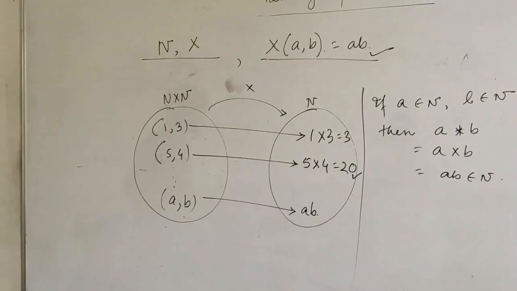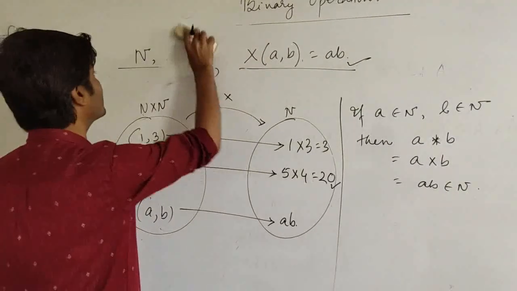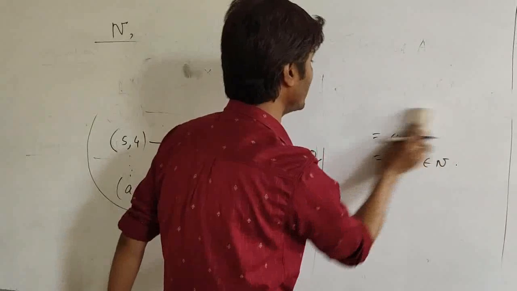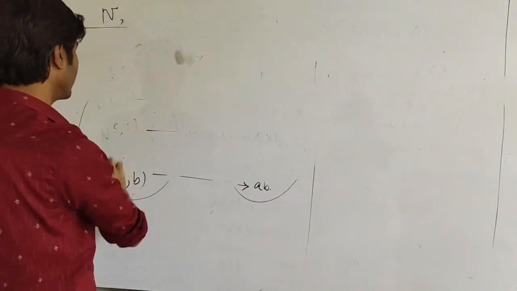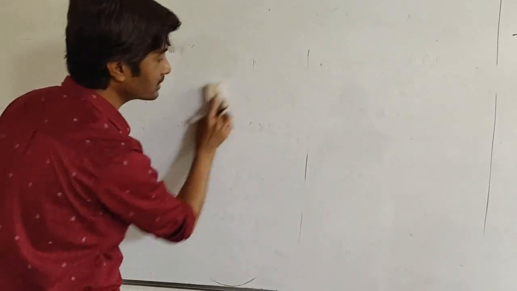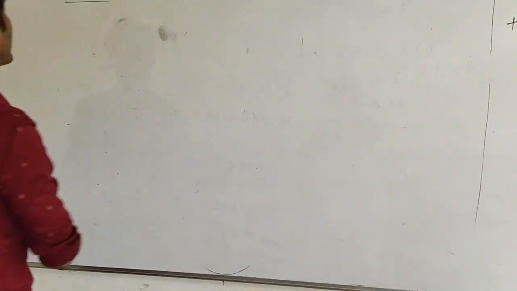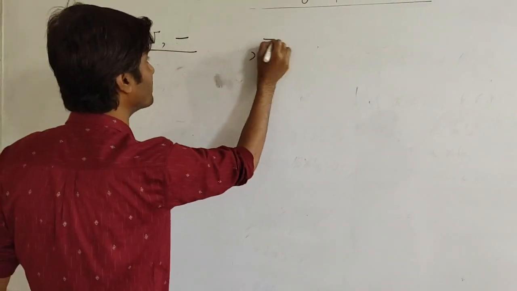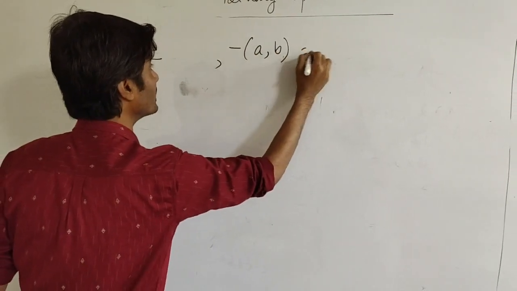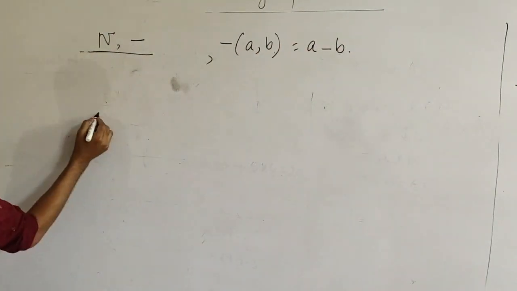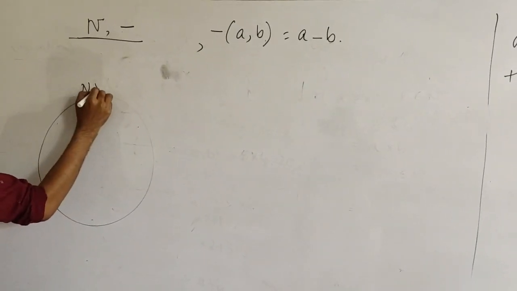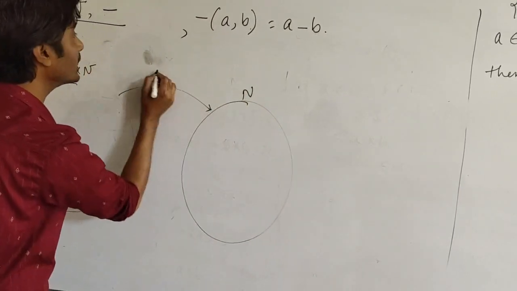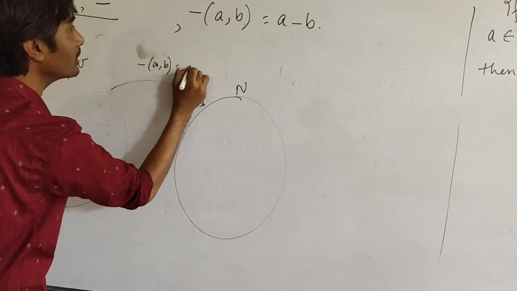But now if I take the subtraction operation along with the set N. As we already know that the subtraction operation is not binary on N. So here we will try to verify that subtraction cannot be a function from the set N cross N to the set N. Let us take N along with the subtraction operation. We define minus of a comma b as a minus b. Let us see whether it is a function or not. We take here N cross N to N, and minus of a comma b is a minus b.